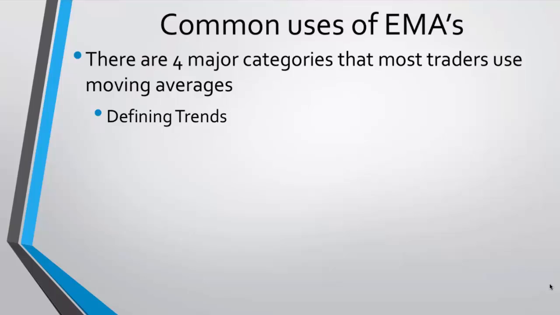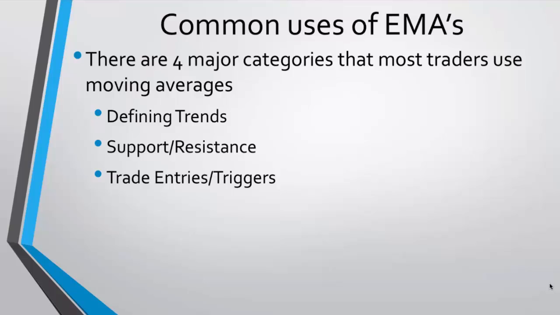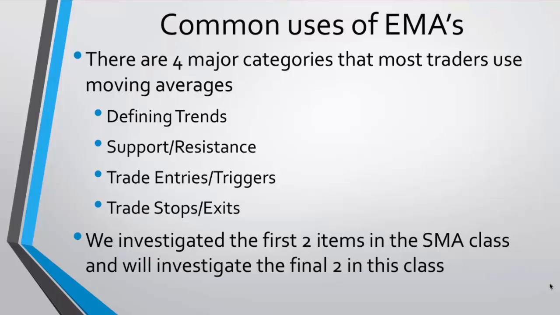One way is defining trends. A second way is for support and resistance, depending on where price action is, either above or below the particular exponential moving average you're using at the time. Trade entries and triggers: when do I get into a trade? And trade stops and exits: when do I get out of a trade? We investigated the first two items in the SMA class, the simple moving average module, and we'll investigate the final two in this particular module.